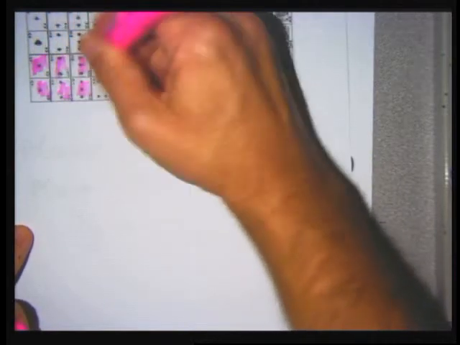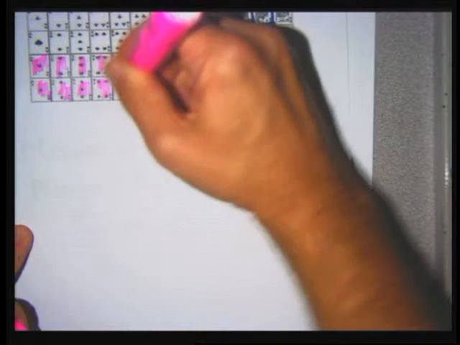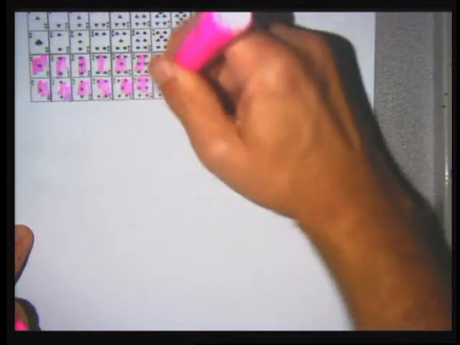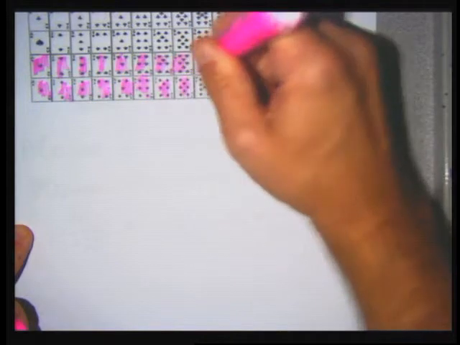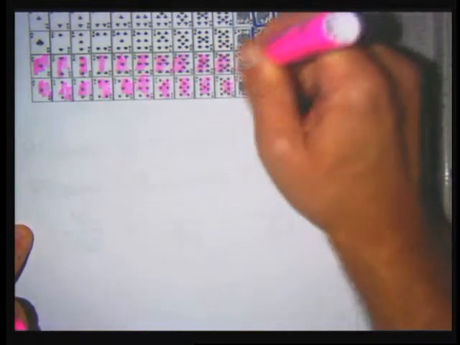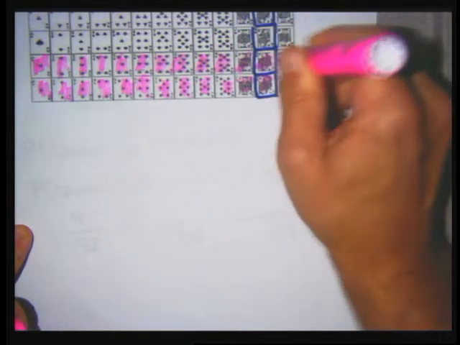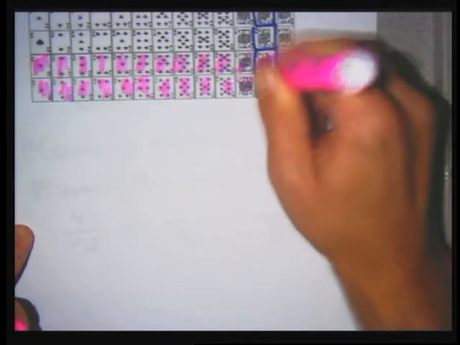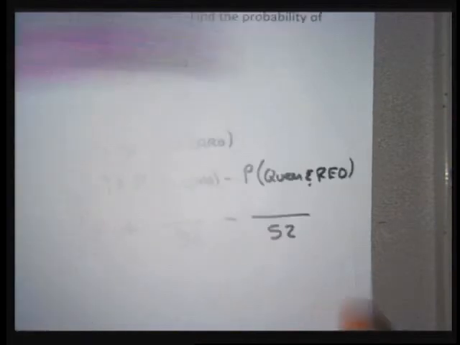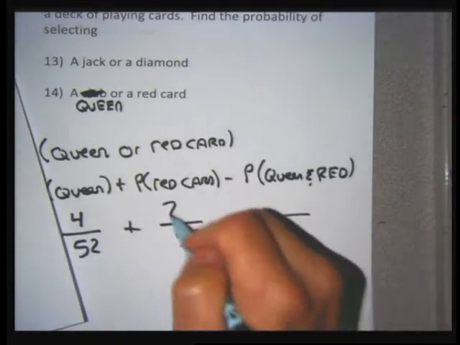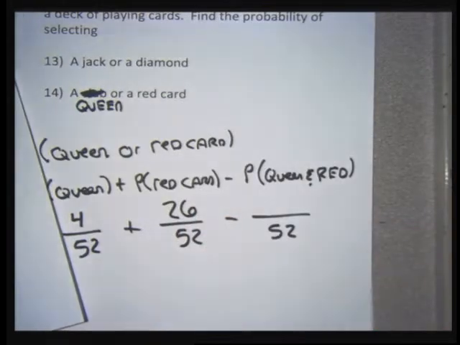There's 13 hearts and 13 diamonds. So I'm going to wind up marking off 26 cards. And the numerator for the probability of a red card is going to be 26 and 52. So for the next fraction in my computation, the probability of getting a red card is 26 and 52.